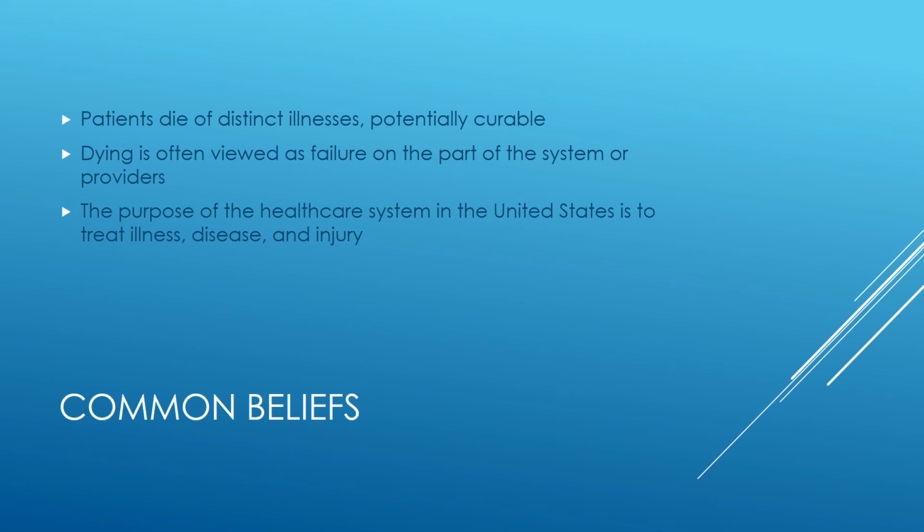Some common beliefs in the ICU: patients die of distinct illnesses that are potentially curable. Dying is often viewed as a failure on the part of the system or providers. The purpose of the healthcare system in the United States is to treat disease, illness, and injury, which we're trying to move away from toward more population prevention health, where we're going to try to prevent some of these things from happening, prevent people from coming to the hospital because they're going to be healthier, more compliant with their medications, and different things like that.